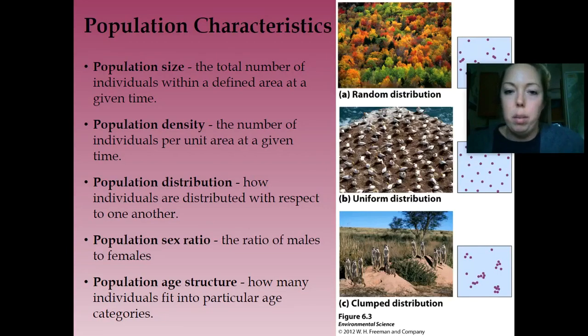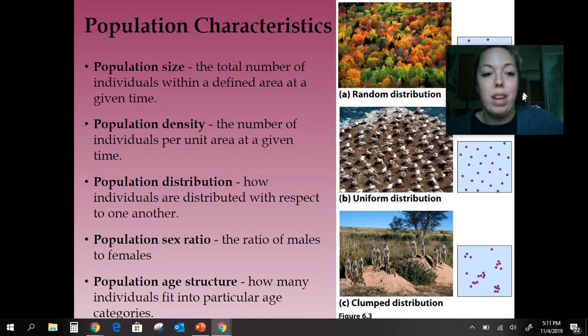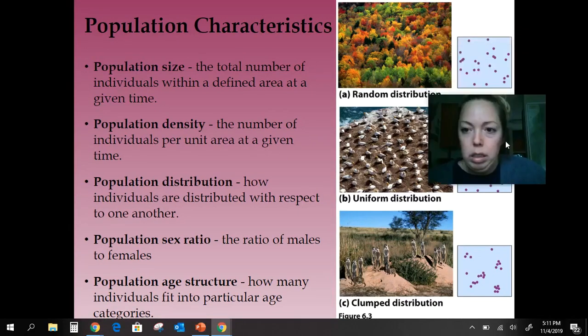Okay, so let's talk a little bit about population characteristics. I will leave my face right here for a second because I don't know where to put it.